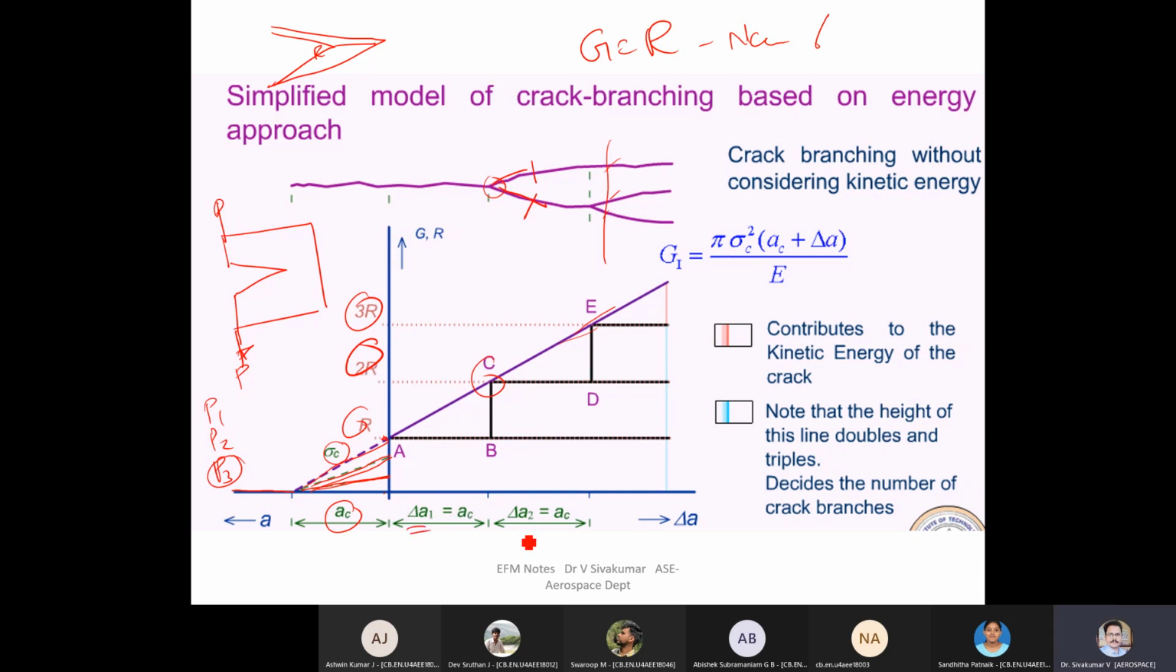Delta a1, delta a2, because this is the second occurrence. This is the first delta a1, then the next comes. Then crack branching will also happen, because these are all phenomena of highly brittle materials. These kind of things will not happen in ductile materials. That is why, when glass breaks, it has different pieces. Each piece lies in between two crack branching zones.